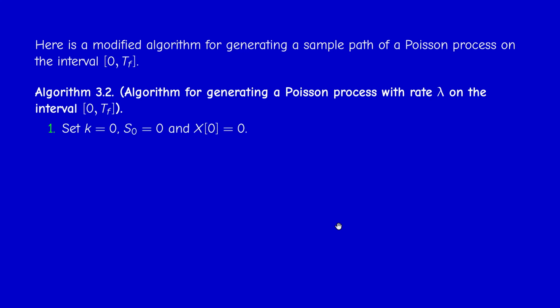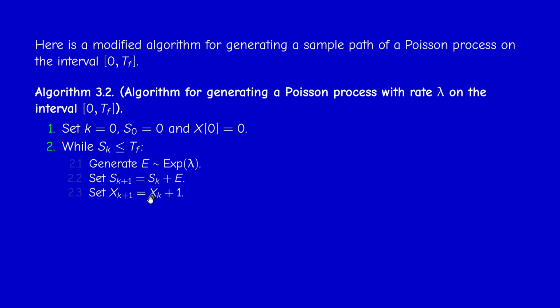The algorithm is the same. We first initialize our variables: S of 0 equals 0 and X, which I denoted by capital X. X is the Poisson process actually. And we do a loop. As long as the arrival times are not bigger than the final time, we do the same thing. We generate an exponential random variable, we add to S of k the inter-arrival time, and we increment the Poisson process by 1, because it's a counting process.